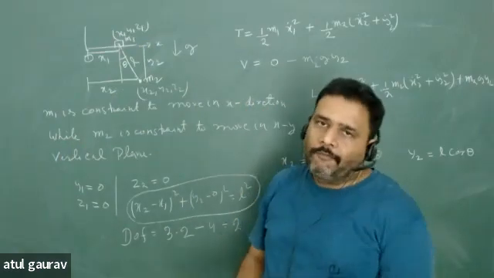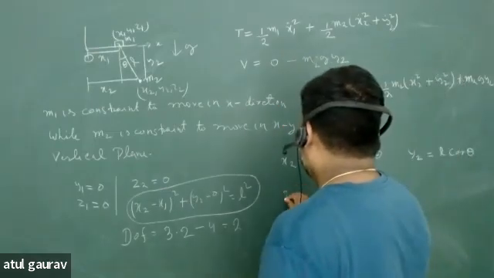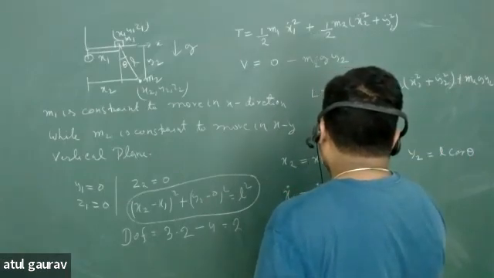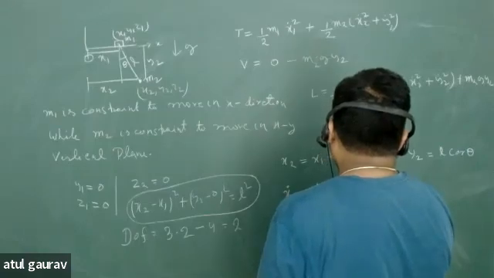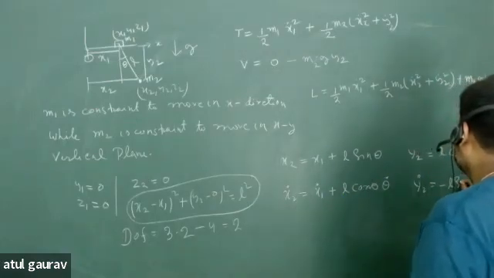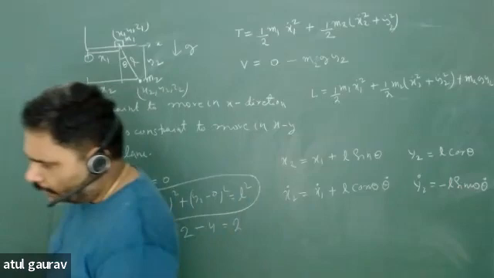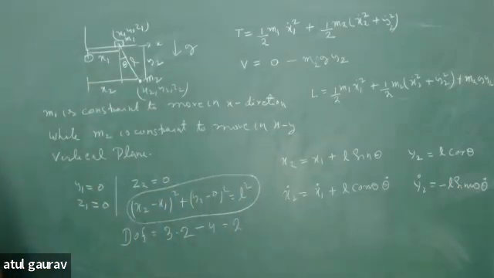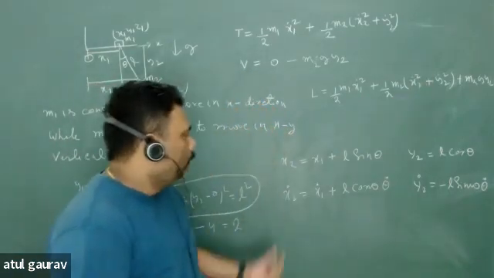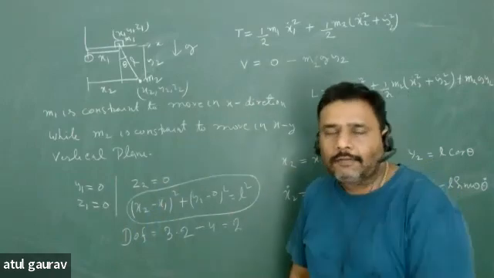Now you can see the motion of M2 is not independent of M1. The motion of M2 and M1 is actually dependent on each other. So what is going to happen? x2 dot is equal to x1 dot plus L cos theta, theta dot, and y2 dot is equal to minus L sin theta, theta dot. सही लिखा है ना? And now we can check. We have to write x2 square and y2 square. When we go for x2 square and y2 square, everything can be written in terms of x1 and theta. Yes?